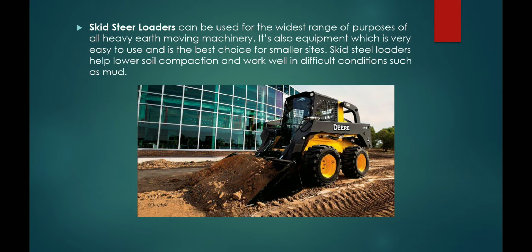Skid steer loaders. Skid steer loaders can be used for the widest range of purposes of all heavy earth moving machinery. It is also equipment which is very easy to use and is the best choice for smaller sites. This is because it is on wheels with a tight turning range, as you can see in the picture below. And skid steer loaders help lower soil compaction and work well in difficult conditions such as mud. And they also have a limited impact on finished zones because of their tread system.